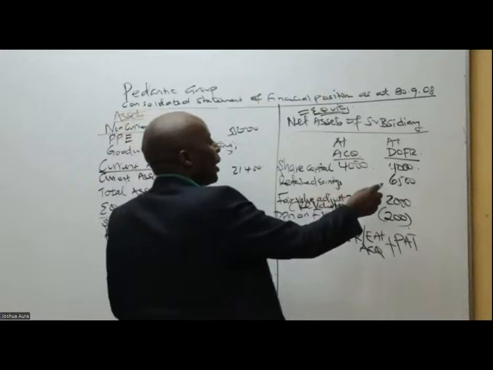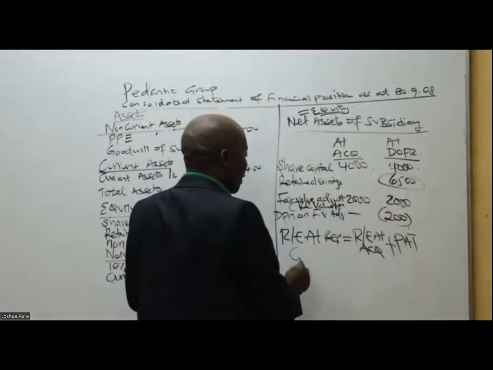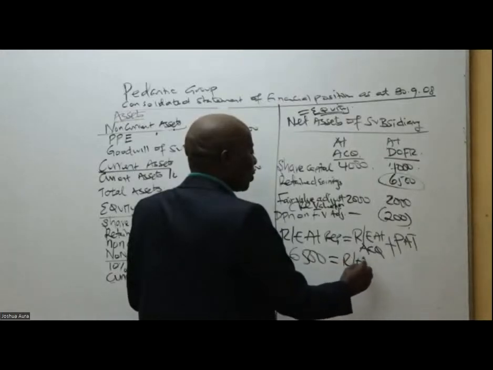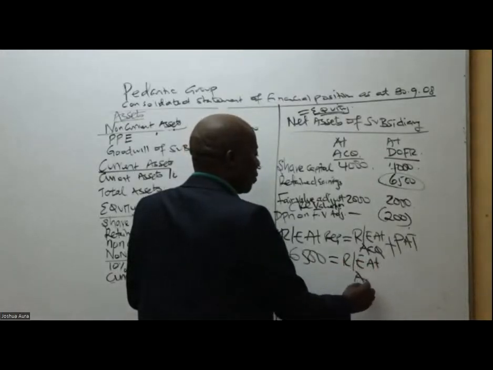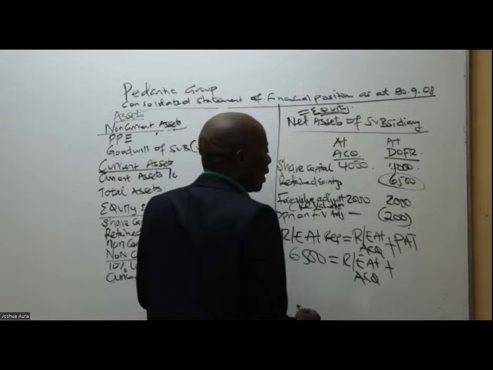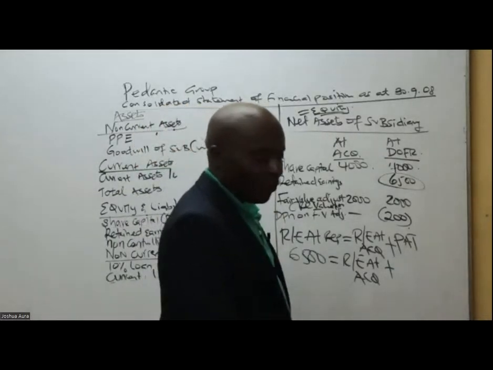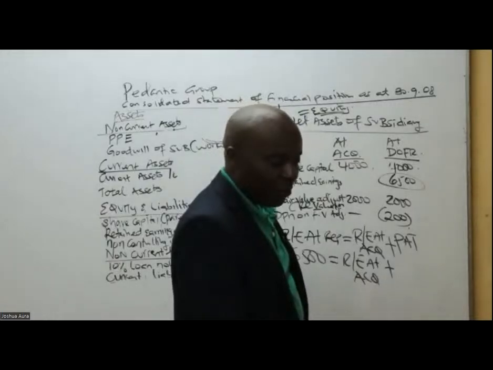Abracadabra. You see here, retained earnings at reporting is 6,500. Retained earnings at acquisition is what I want. But fortunately, I have the profit after tax of your subsidiary.